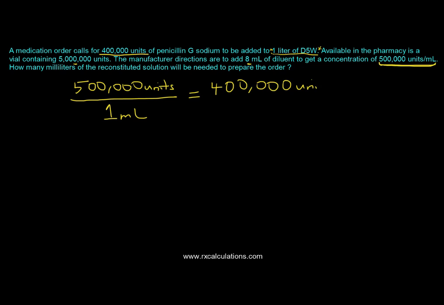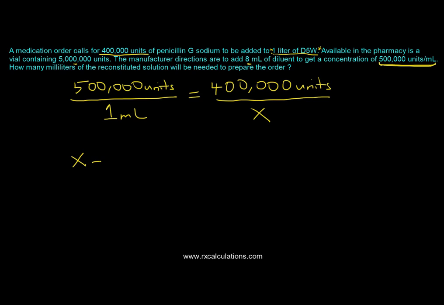Because we know the final concentration, all we need to do is set up a proportion. Since the concentration is 500,000 units per ml, it means you have 500,000 units in each milliliter. We want to give our patient 400,000 units. So what will be the volume? Once you know the final concentration of your reconstituted preparation, anytime you're going to give a dose, you set up a proportion or some kind of ratio this way.